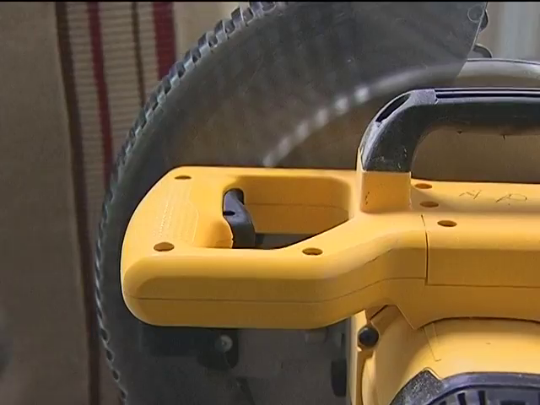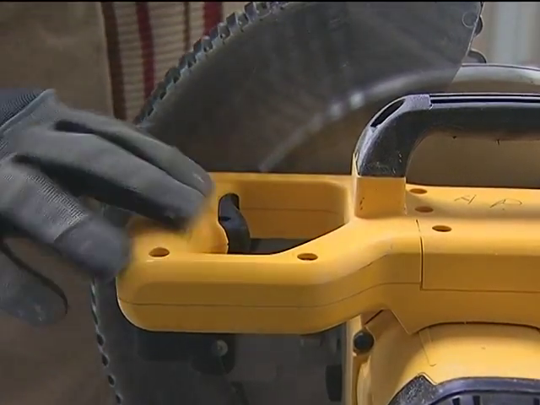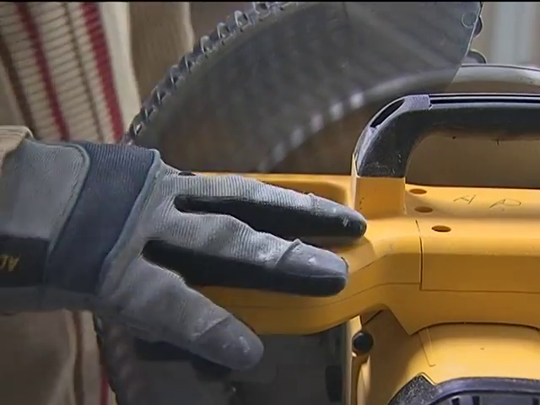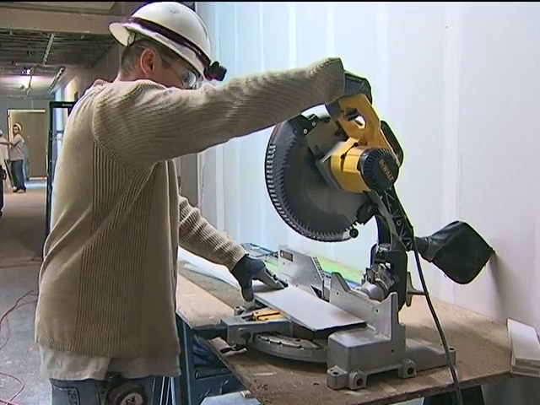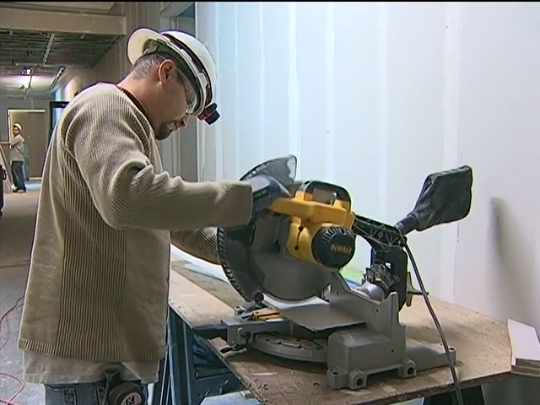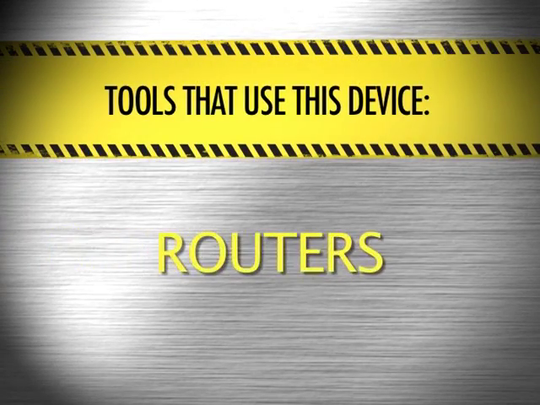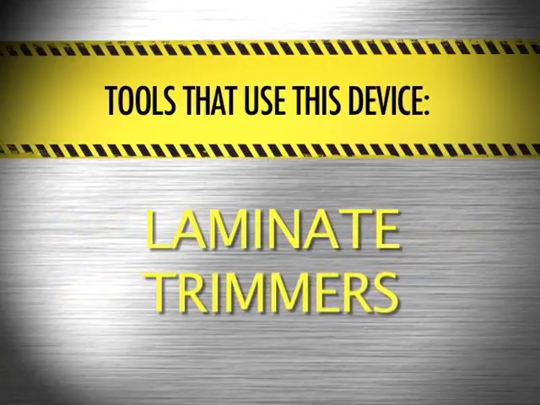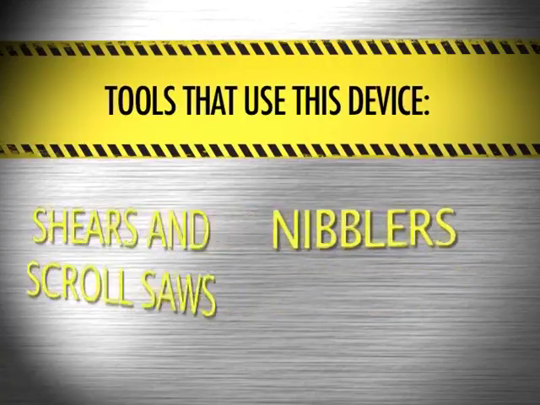Some power tools can be equipped with a positive on-off control switch, a constant pressure switch, or a lock-on control. The constant pressure control switch is the preferred device. Tools that use this device include routers, planers, laminate trimmers, nibblers, shears, and scroll saws.